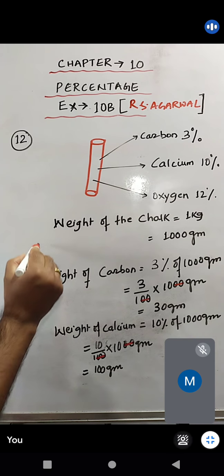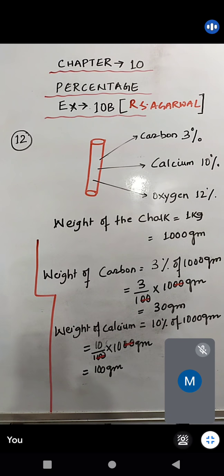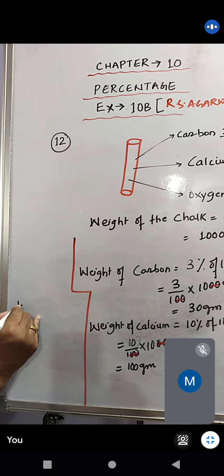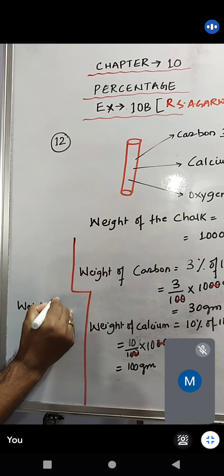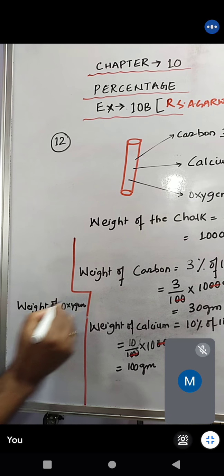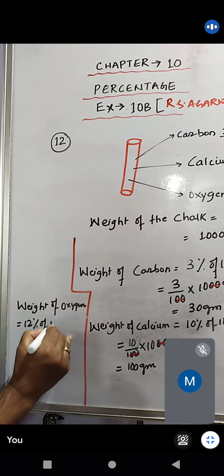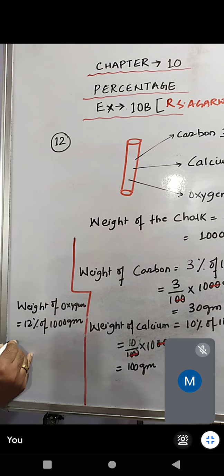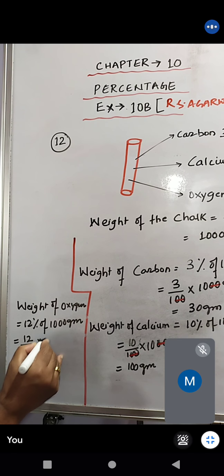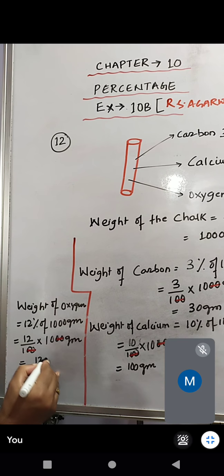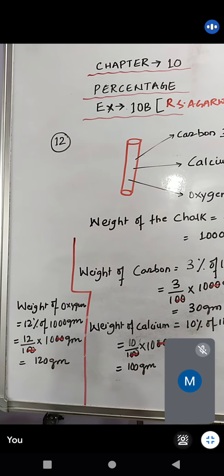Now the final thing that we have to find out, students, is the weight of oxygen. So the weight of oxygen would be 12% of this 1000 gram. That would be 12 by 100 into 1000 grams. Again we'll reduce the zeros, and we'll get the answer as 120 grams. So this is the required answer.